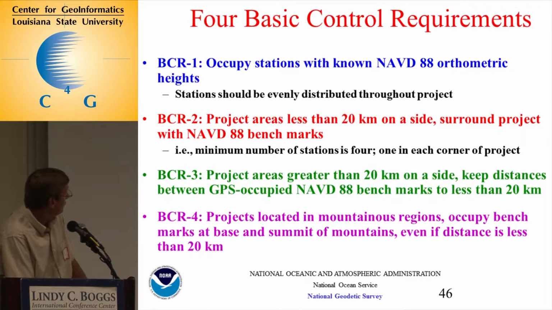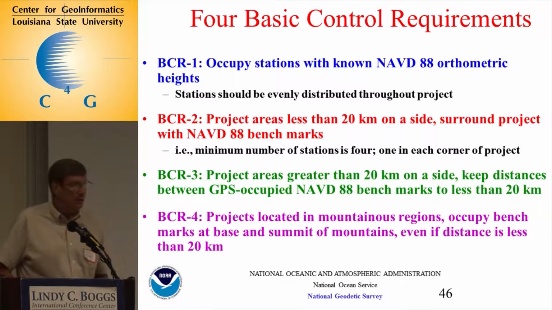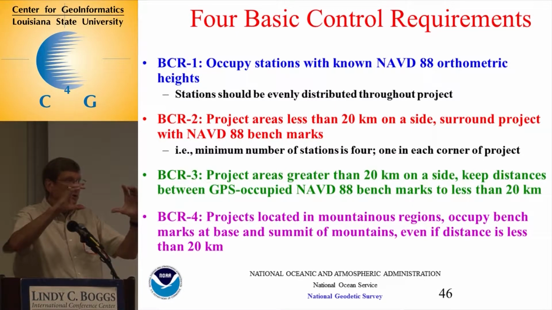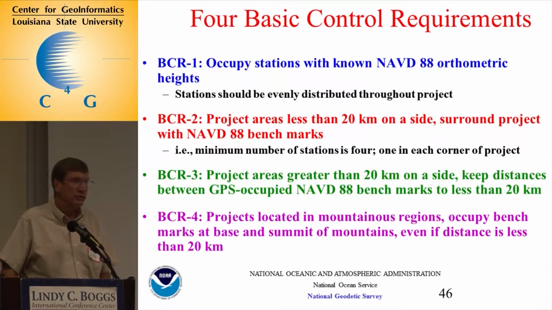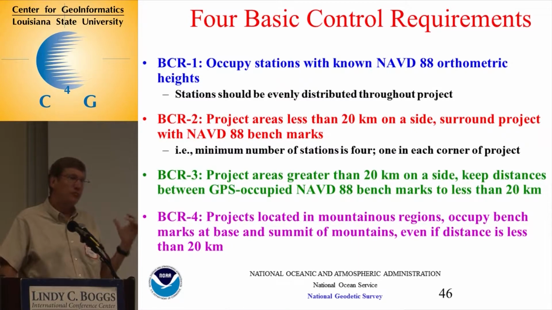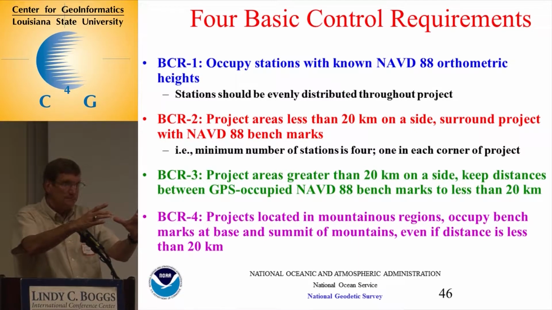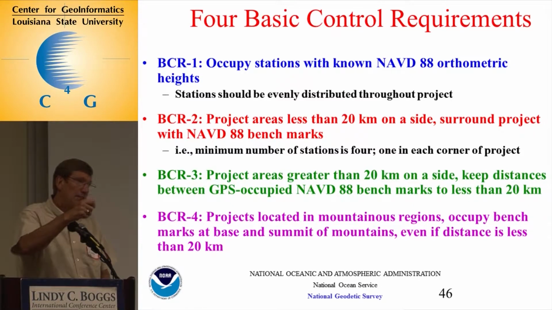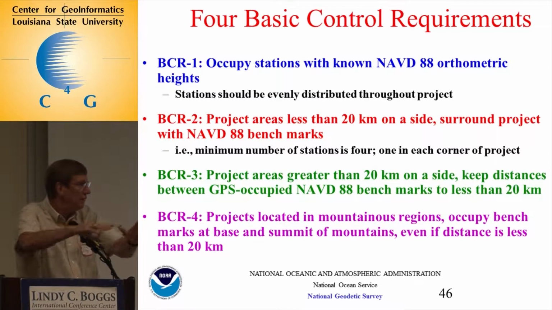Then project areas that are greater than or less than 20 on the side, you need to surround the project with NAVD 88 benchmarks. All you're saying is, if I've got a 20 kilometer square, I need to put a GPS on benchmarks on these corners. Because once again, what are you doing? The same thing the geoid model did. You're trying to make things fit together and control. So if I have these controls on the corner, then if my GPS and my geoid model are not giving me consistent values with NAVD 88, I fix these controls to make them fit.